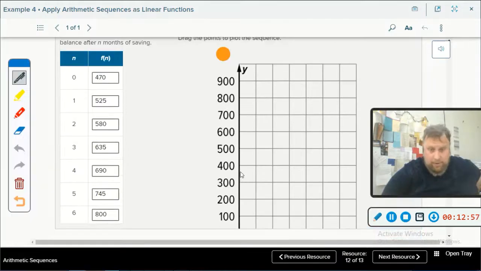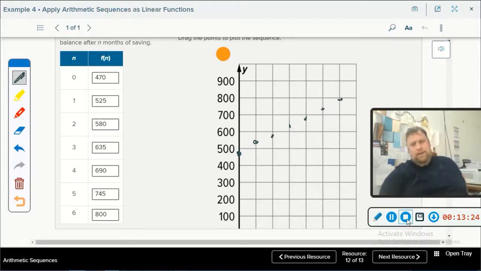So it would be from about 470, right there, to 525, right there, up to 580, right there, up to 635, right there. Do you see how this is going to be linear? Right? It's just how we're rolling all the way up to 800. Right there. And it'd be a nice straight line through there. Perfect. Awesome. All right. Well, that's it.